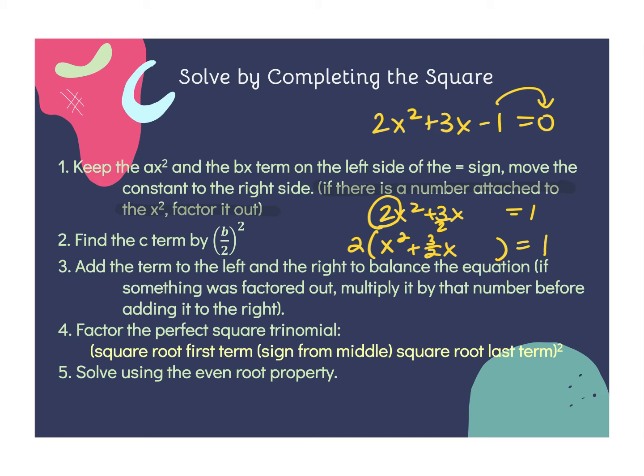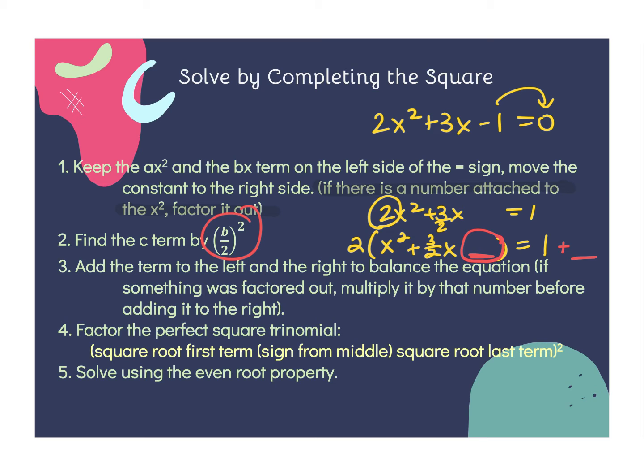We're going to find the c term, which is what's going to go here, by doing this. Take that second term, divide it by 2, and then square it. We're going to add it to this spot here, and we're going to add it to the other side of the equal sign to balance out our equation. Whatever I do to one side, I've got to do to the other as well.